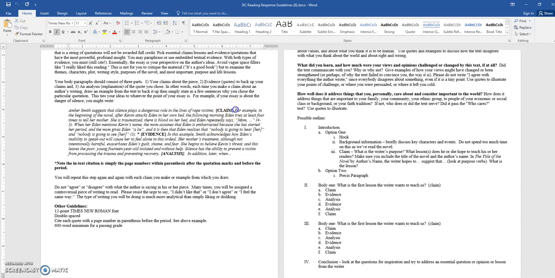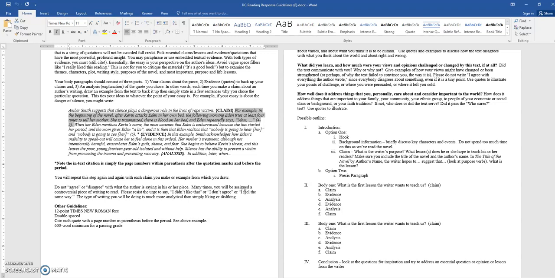And then here's my evidence right here. For example, in the beginning of the novel, after Kevin attacks Eden in her own bed, the following morning, Eden tries at least 4 times to tell her mother. She's traumatized. There's blood on her bed, and Eden repeatedly says, "Mom." So I have 2 sentences of evidence. One is summary, where it's describing what's going on in the passage, and then the other is the embedded text.